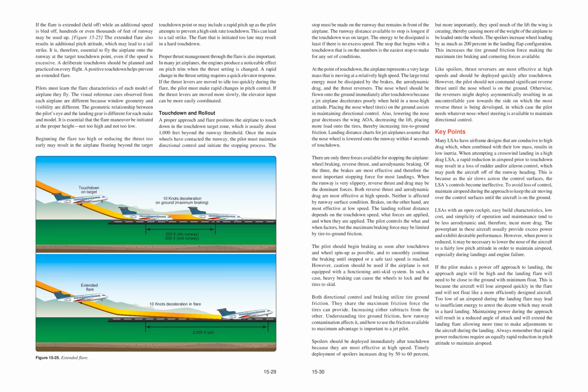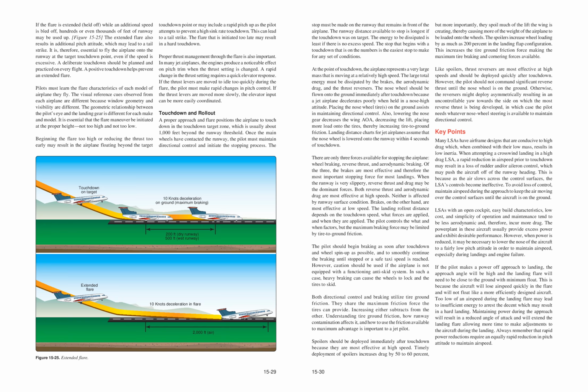Both reverse thrust and aerodynamic drag are most effective at high speeds. Neither is affected by runway surface condition. Brakes, on the other hand, are most effective at low speed. The landing rollout distance depends on the touchdown speed, what forces are applied, and when they are applied. The pilot controls the what and when factors, but the maximum braking force may be limited by tire-to-ground friction.